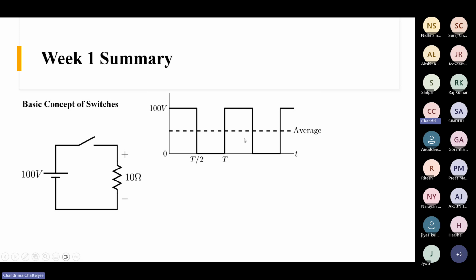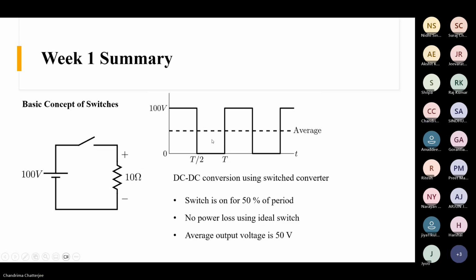So the average voltage we get here is 50 volt. If you take the average of this, for some amount of time it is 100 and for some amount it is 0, and this is 50-50. So if you take the average it comes out to be 50 volt. So without incurring any loss we are getting half of this voltage, right? Am I clear?